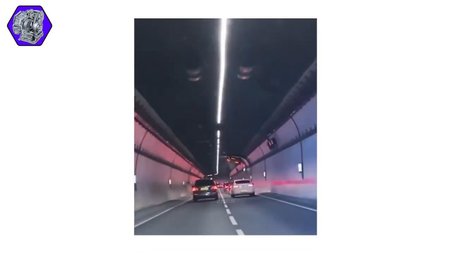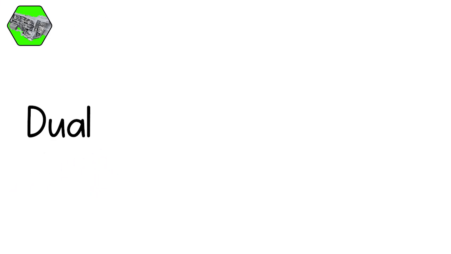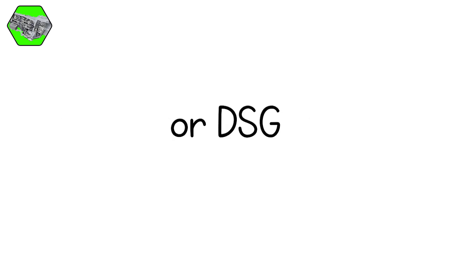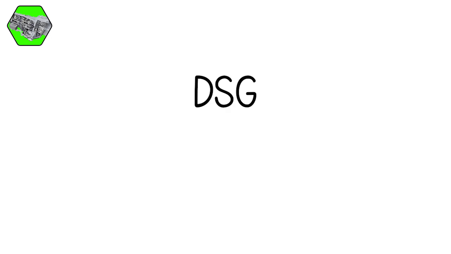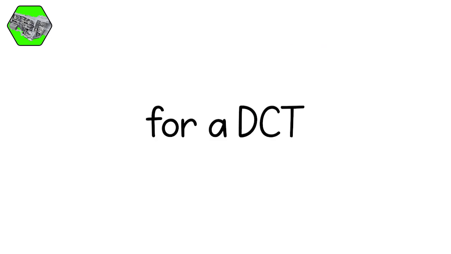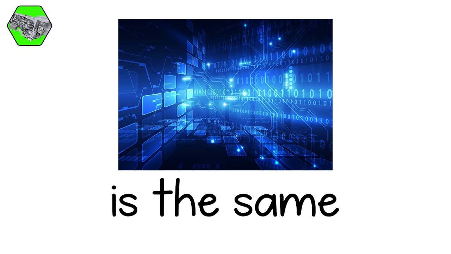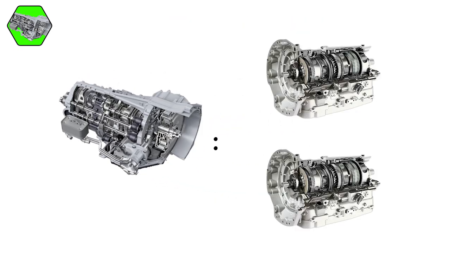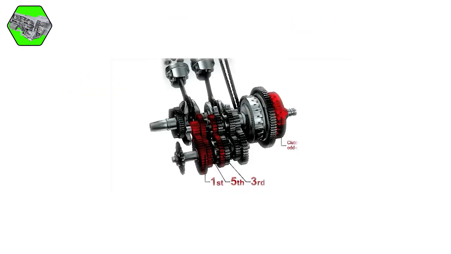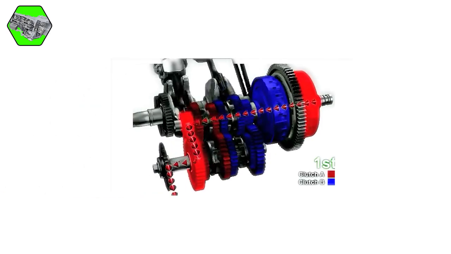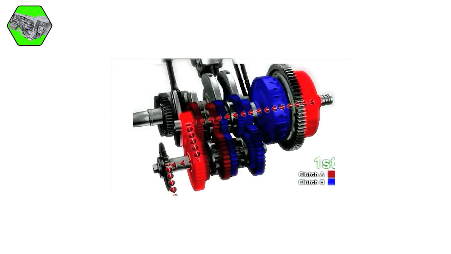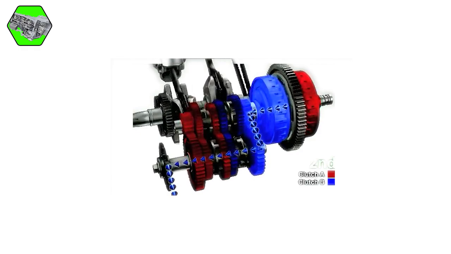Now for something built for speed, the DCT, dual clutch transmission, or DSG, direct shift gearbox, in Volkswagen and Audi cars. DSG is just their brand name for a DCT, but the technology is the same. A DCT is basically two gearboxes in one with clutches for odd and even gears. While you're accelerating in one gear, the next is already lined up. When the shift happens, it's nearly instant, often in milliseconds.